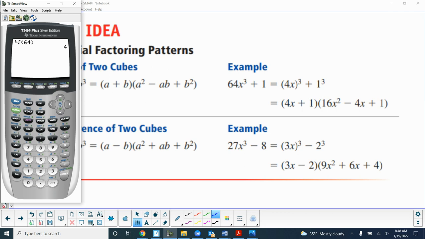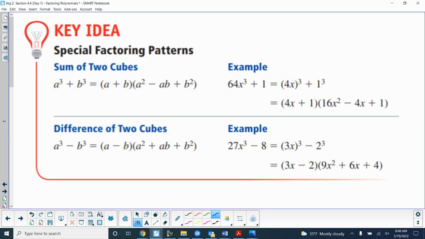Any variable to a multiple of 3 power. So anything to the 3rd power, or the 6th power, or the 9th power, the 12th power. That's a perfect cube. All right? So here in this example for the sum of two cubes, we got an x cubed, so that's a cube. Same with the difference, they got an x cubed. But if one of those was a 6 or a 9, they'd still be perfect cubes. Okay?